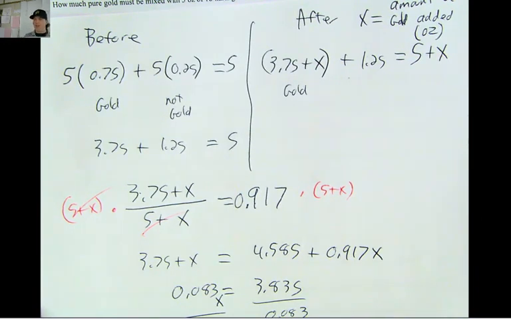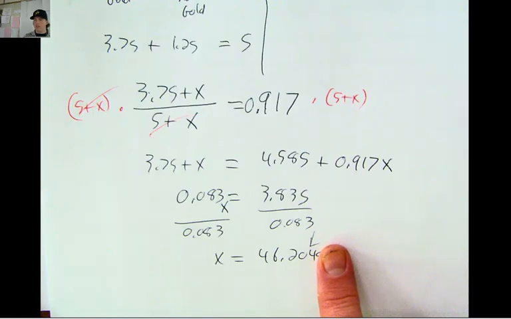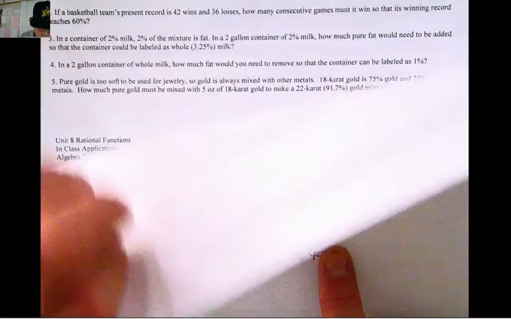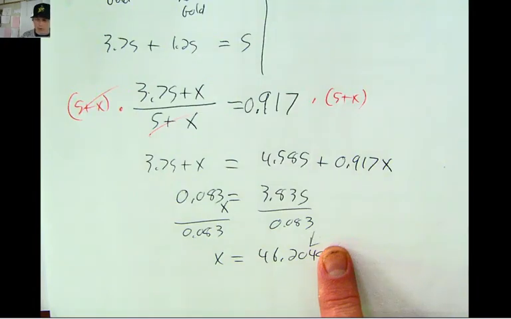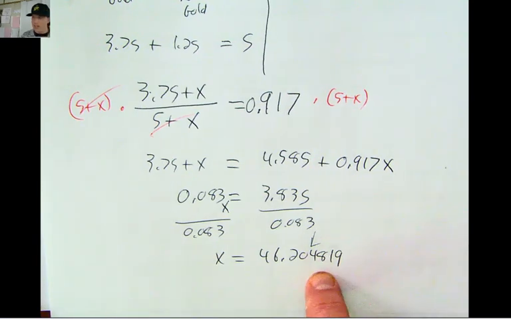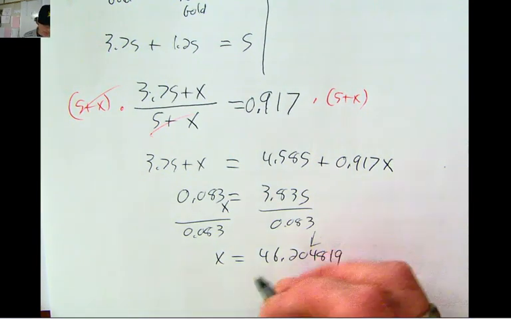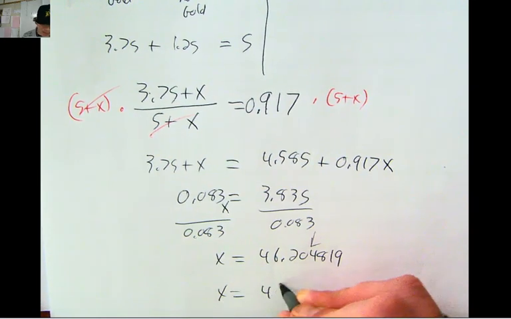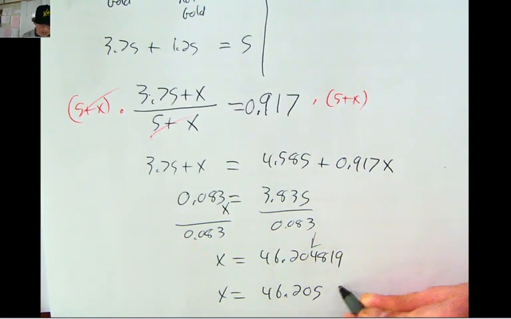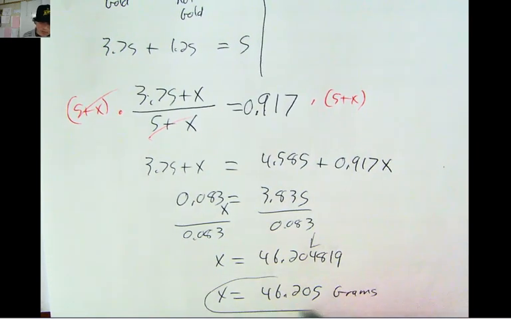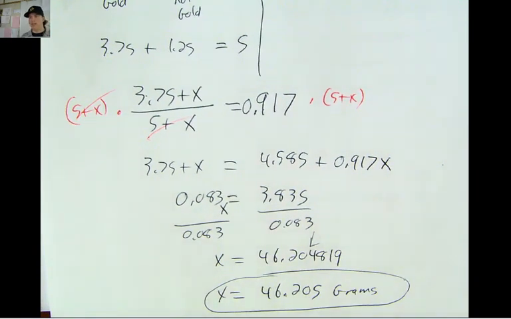If you stopped at 46.204, knowing that there's this 819 still on the decimal, if you only added 0.204, that will not be enough to get you up to that 91.7% gold mixture for that 22 karat gold. So this is another one that no matter what, you have to round up. So our answer is actually 46.205 ounces. And that should be enough to get you up to 91.7%.